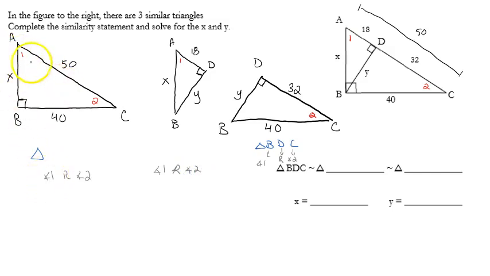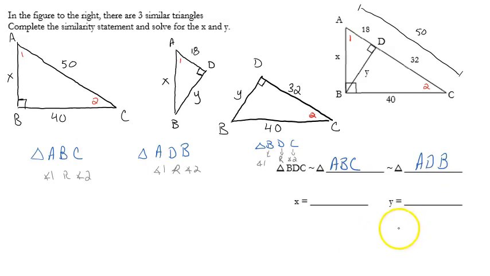Angle 1 in this triangle is A, so I call this triangle A. Right angle is B, and angle 2 is C. So, triangle ABC. Here, angle 1 is A, the right angle is D, and angle 2 must be B. I have triangle ADB.